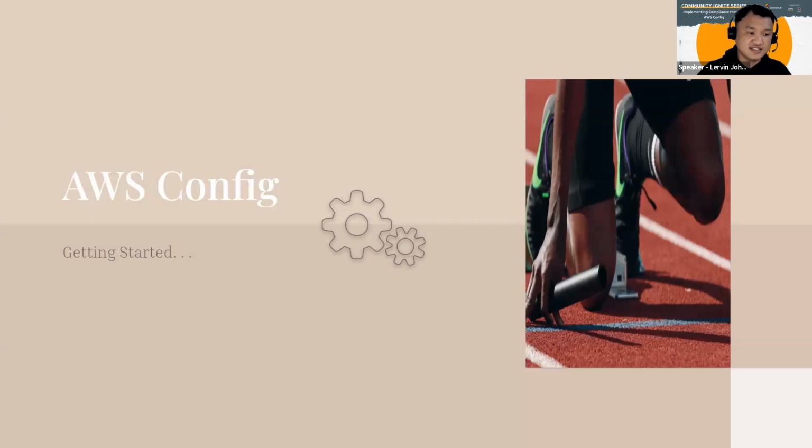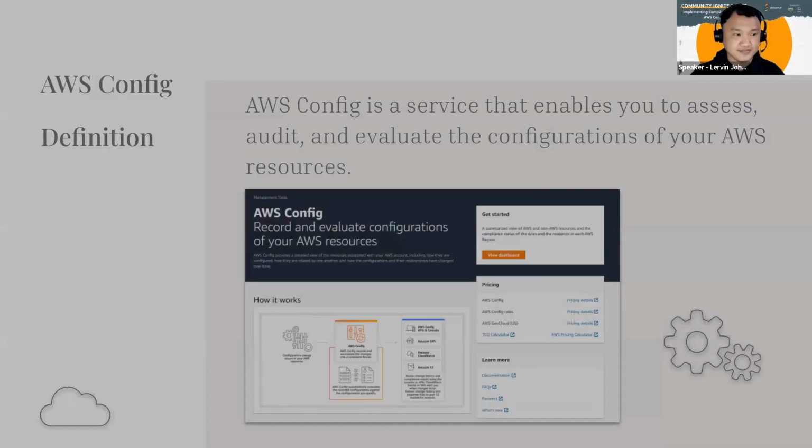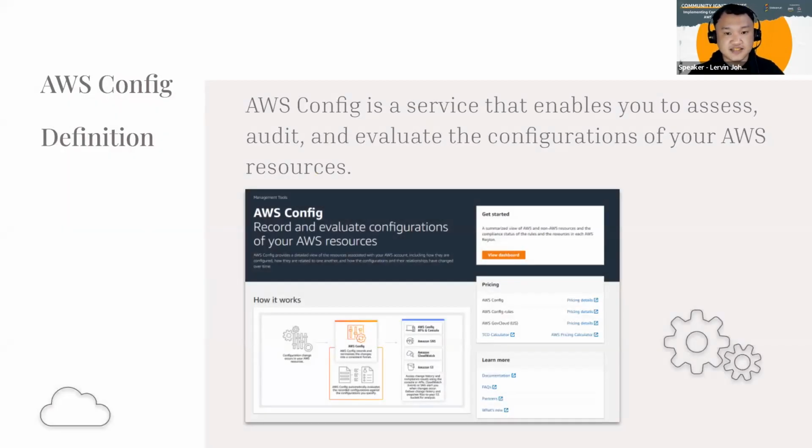So let's jump into AWS Config. AWS Config is a service that enables you to assess, audit, and evaluate the configurations of your resources. As the name suggests, AWS Config works on all the configuration of all our resources. This is a management service to view all the configuration of your resources all in a single place.